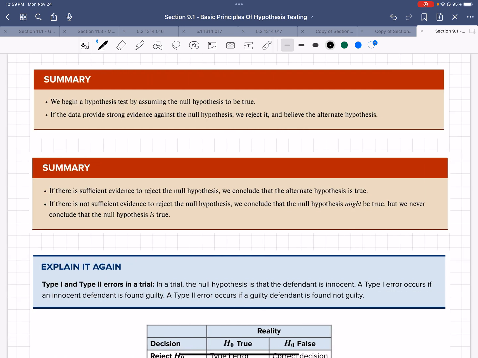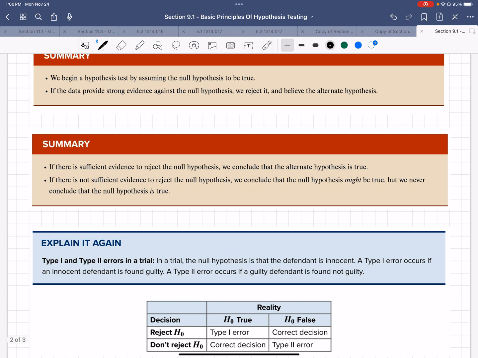Okay, so this brings us to the hypothesis test and the different types of errors that we can receive. So we begin a hypothesis test by assuming the null hypothesis to be true. If data provides strong evidence against the null hypothesis, we reject it and believe the alternate hypothesis. If there is sufficient evidence to reject the null hypothesis, we conclude that the alternate hypothesis is true. If there is not sufficient evidence to reject the null, we conclude that the null hypothesis might be true, but we never conclude that the null hypothesis is true.